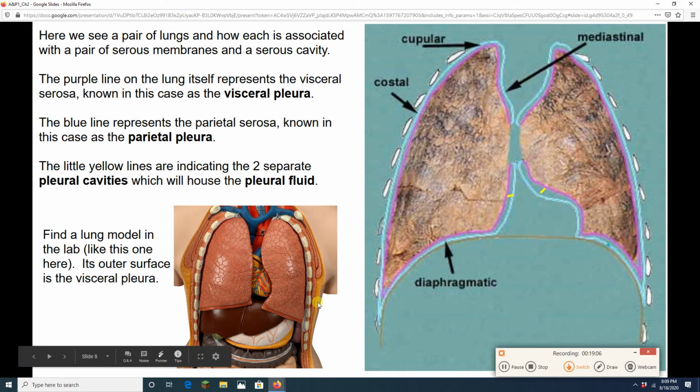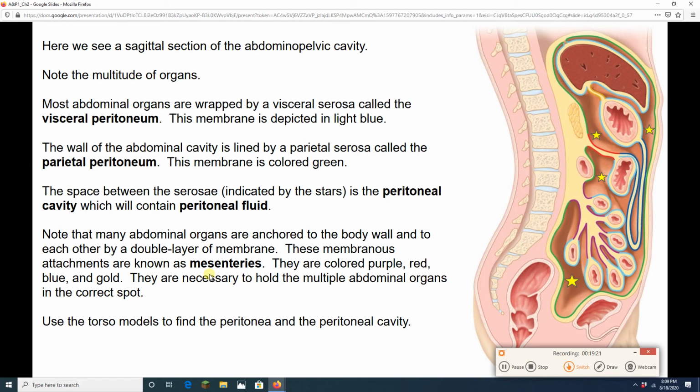When you look at a lung model, you will see the outer layer here. This outer layer is the visceral pleura right there. Okay, that takes care of the thoracic cavity. Let's dive down to the abdominal cavity.